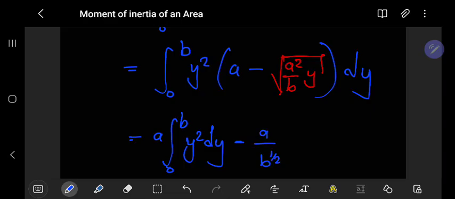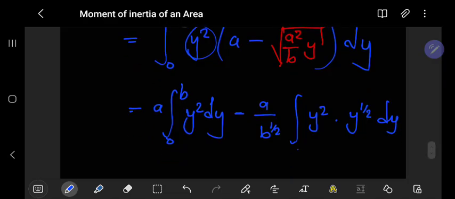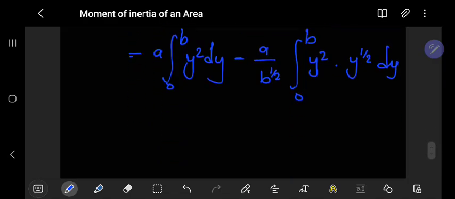So just write it as 1 over 2. And then this will remain as the root of y. So this will be the integral of the y squared, which is this one, will be multiplying the root of y, which is 1 over 2, then dy. This is still from 0 to b. So the first one can be evaluated. That is going to be a. Then y to the power 3 over 3. This is from 0 to b.